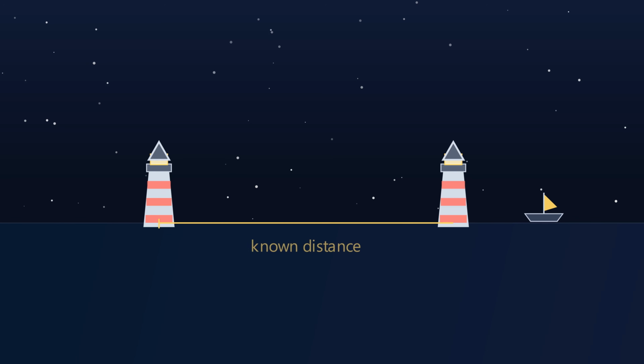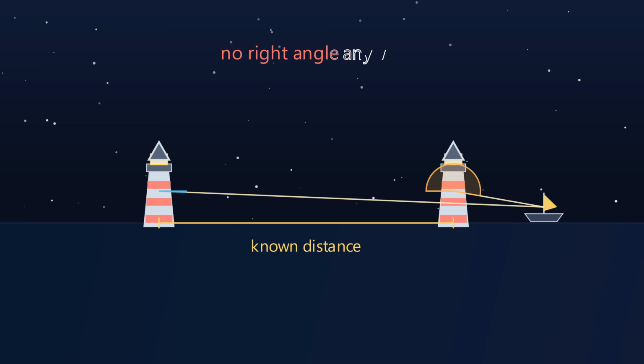A ship is somewhere out at sea. From one lighthouse, you measure the angle to it. From a second lighthouse, a known distance away, you measure another angle. No right angles anywhere. No way to walk out with a ruler. And yet, from just those two angles and the distance between the towers, you can pin that ship down to the meter. Trigonometry can measure the things you can never reach.